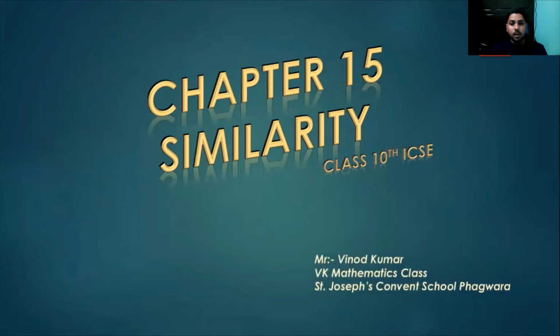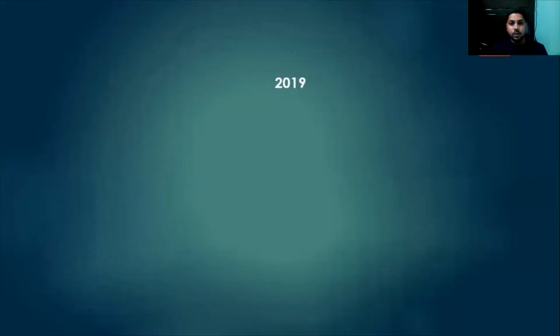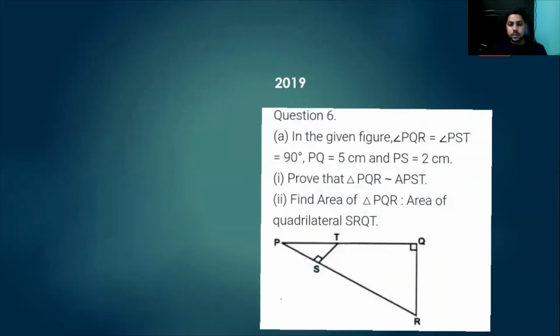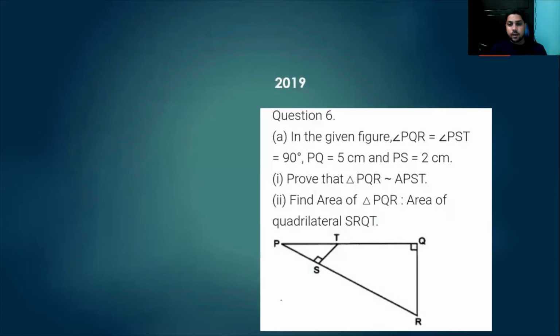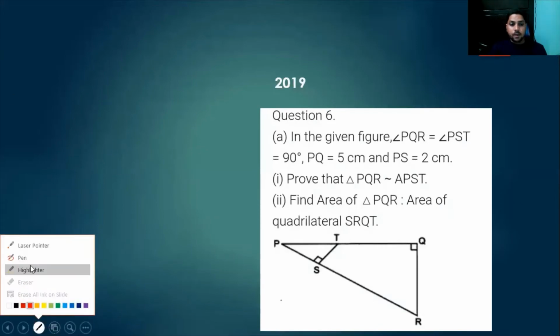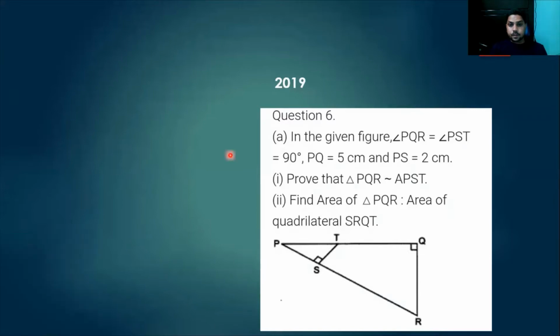Beginning with the first question, which was in the 2019 examination. In the given figure, it is given that angle PQR and angle PST are 90 degrees. Distances PQ and PS are also given, which are 5 and 2 centimeters. We have to prove that triangle PQR is similar to triangle PST.